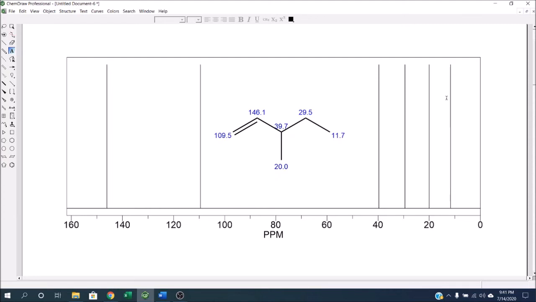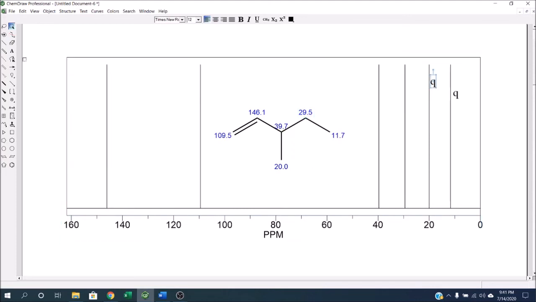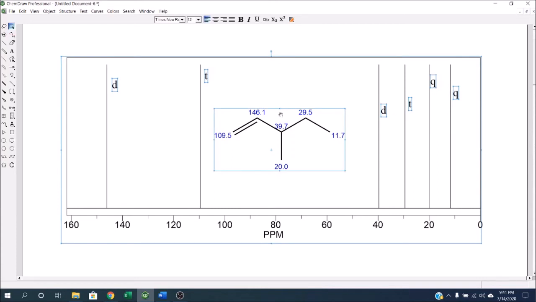So rather than show all those individual lines, let's just use those 1-letter abbreviations. This is going to be a quartet that we'd see right here. The peak at 20 represents a methyl group. A methyl group has 3 hydrogens. If you cut something 3 times, you have 4 pieces, so that's also a quartet. At 29.5, that would have 2 hydrogens, so a triplet is what we'd expect. This would be a doublet. This peak at 109.5 right there has 2 hydrogens on it, so that would be a triplet. And then 146.1 has 1 hydrogen, so that would be a doublet as well. So we can cheat on this one and show the coupled spectrum as just these letters right here.